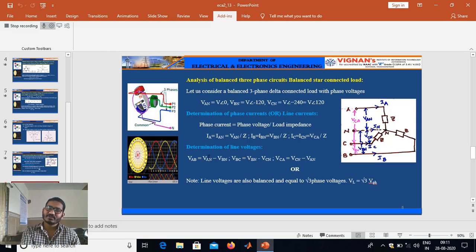If you substitute the VAN and VBN values, you can directly get the VAB value. Similarly the same thing for VBC and VCA. So the line voltages, under balanced condition, we can use the formula we derived previously: VL equals root 3 into V phase. This is for magnitude.